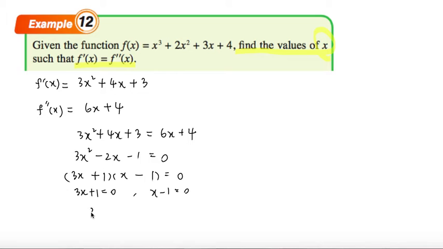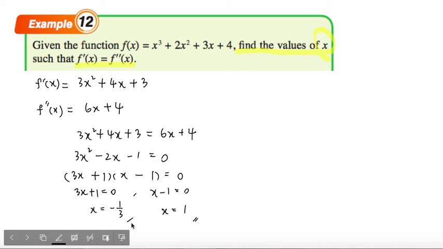Now continue. So 3x plus 1 equals to 0, x minus 1 equals to 0. So x equals to negative 1 over 3, x equals to 1. There are two values of x. Done.